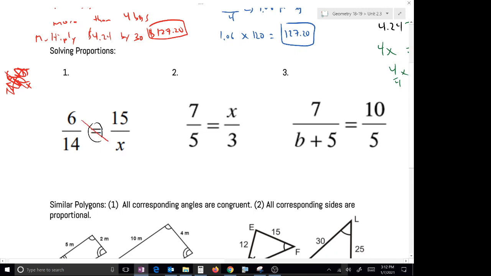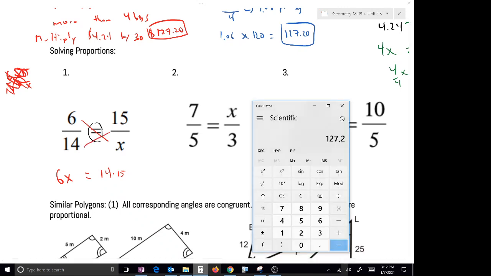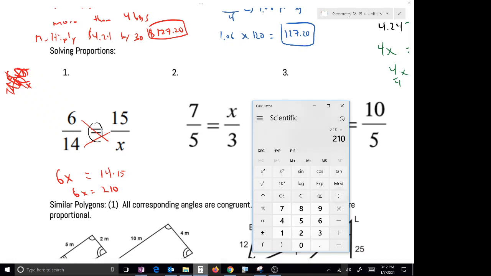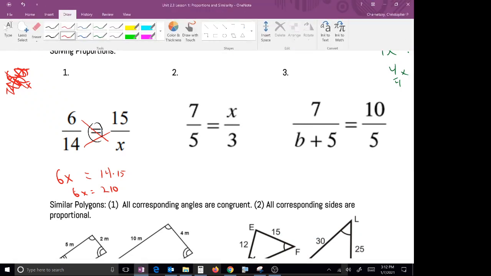Well, let's go ahead and do that. We'll cross multiply here. So 6 times x gives us 6x. 14 times 15 gives us 210. So we have 6x equal to 210. Then divide by 6 gives us 35 for the answer.